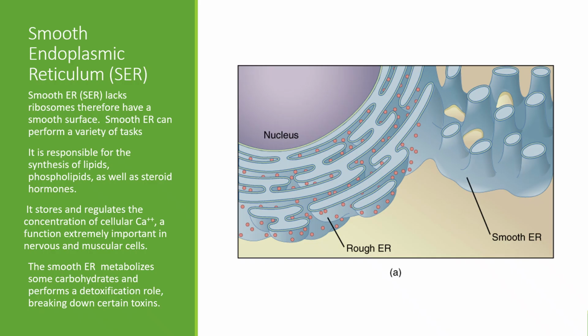All right, so it has a variety of tasks that it performs. It is responsible for the synthesis of lipids, phospholipids, and steroid hormones, and it does that pretty much wherever it is. But in certain places, it can store and regulate the concentration of cellular calcium ion. That's in nervous cells and muscle cells. And it also can act as a detoxifier, like in liver cells. It can metabolize some carbohydrates. So depending on the cell it's in, it can actually do a few things different than smooth endoplasmic reticulum in another cell.